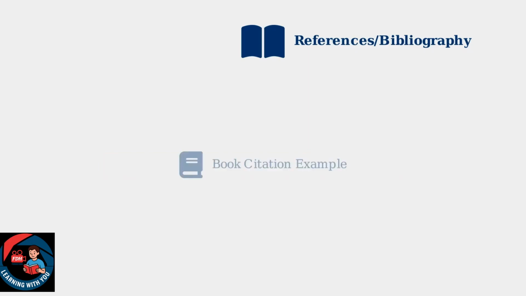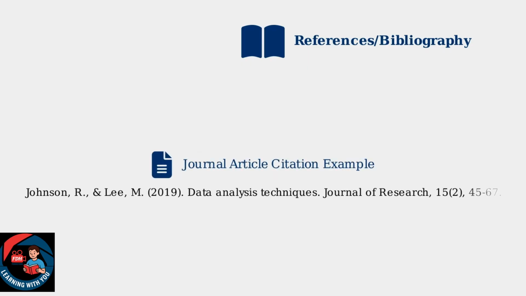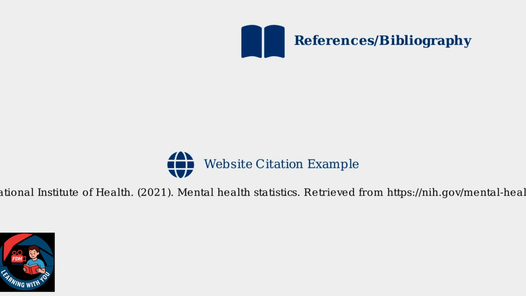Different types of sources require different formatting. For a book in APA style, you would include the author's last name, initials, publication year, book title, and publisher. For a journal article, include authors, publication year, article title, journal name, volume number, issue number, and page range. For online sources like websites, include the organization or author, publication date, page title, and the URL where it was retrieved.